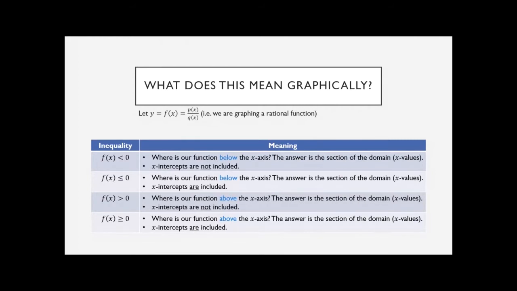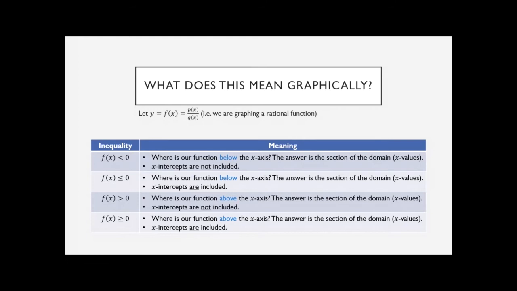Fun. Okay, so what does this mean graphically? We have a rational function, and we can think of it as p over q because we've got a fraction. Usually this will be written as f of x because it's a function, or think of it as y. So we're really looking at the y values here when we have these inequalities. Whenever you see your function less than 0, think of where the y is less than 0.